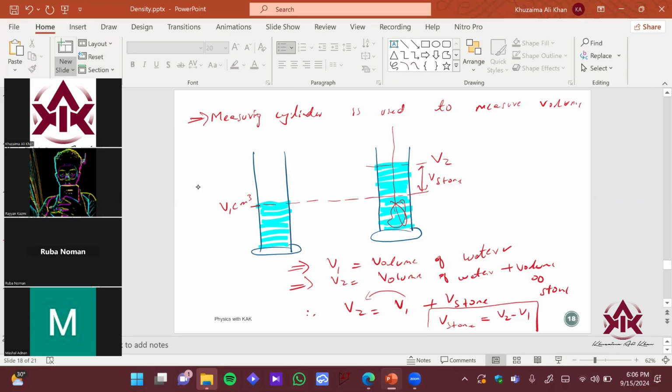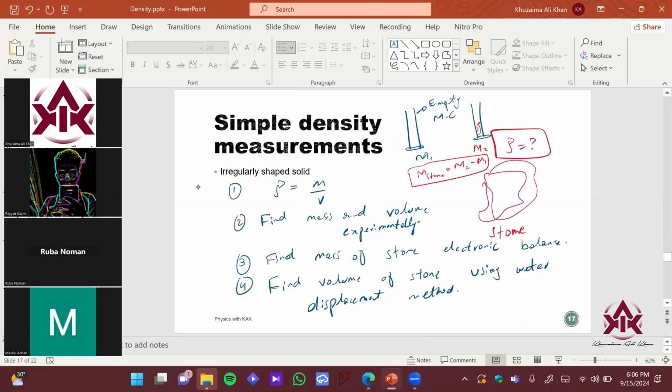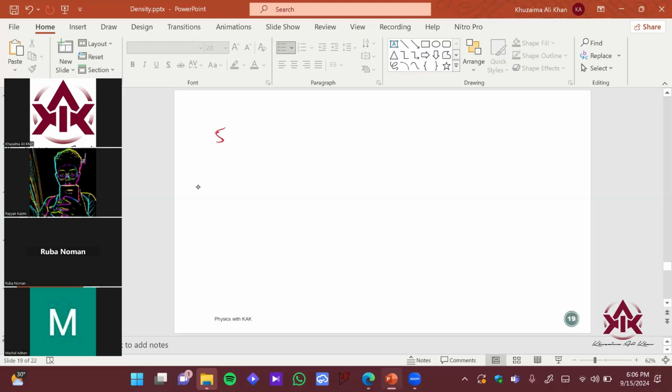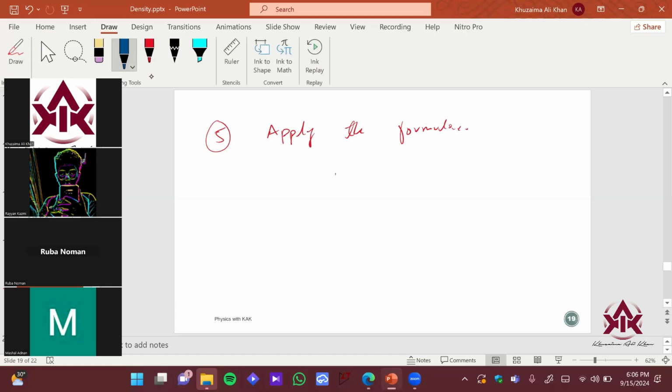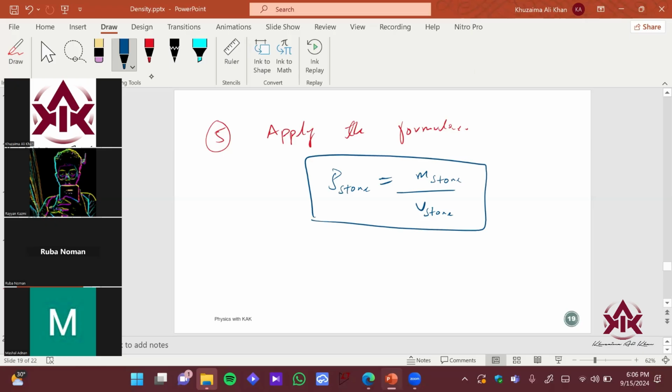So the last step is as follows. The fifth step is to apply the formula. And what is the formula? The density of stone is equal to the mass of stone, which you measured using the electronic balance, divided by the volume of stone, which you measured using the water displacement method. And that is going to be in either gram per centimeter cube, depending upon your scales, or kilogram per meter cube, right?